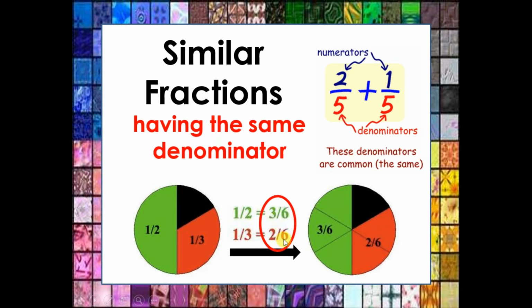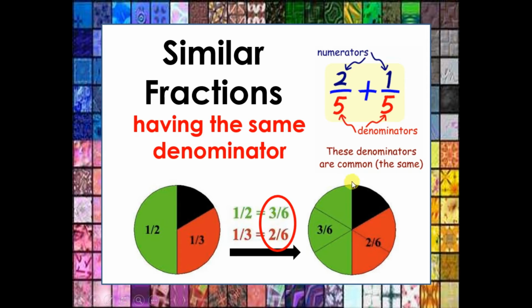So, we have 6, tama? And now, syempre, i-multiply din natin ang numerator by 2. So, we have 2, 6. So, therefore, 1/2 is equal to 3, 6, while 1/3 is equal to 2, 6. So, we have now 2, 6, and 3, 6.